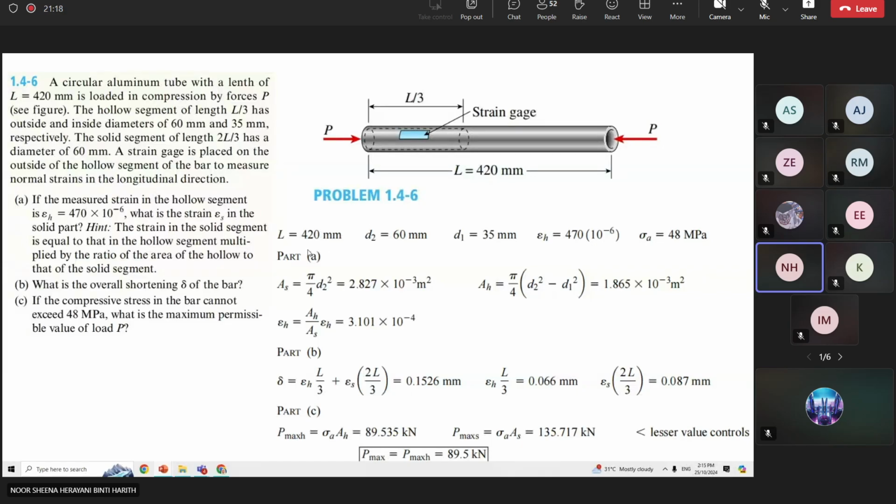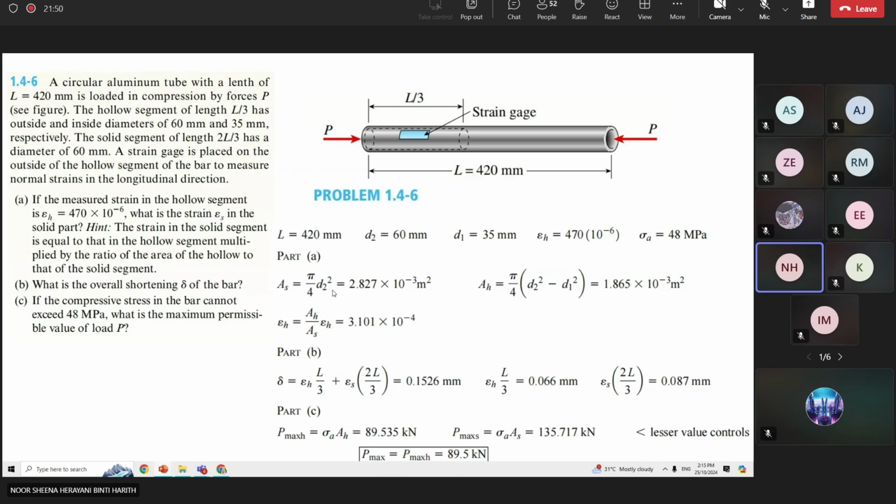The total length of this circular aluminium tube is 420. D2 is the outer diameter for the hollow section, and D1 is the inner diameter for the hollow section. And already given to you, the strain for the hollow section is 470, and the stress value is 48 megapascal for the aluminium.